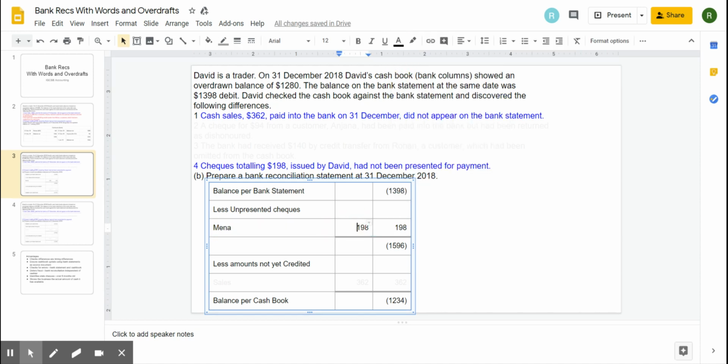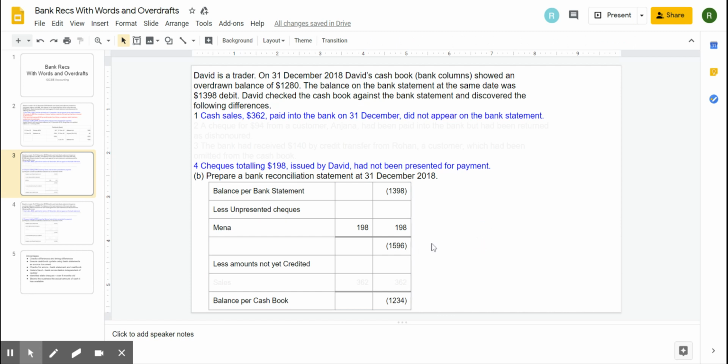I could have just put that 198 here in the right hand side. I've done it this way so that if you had 3 or 4, you could list all 3 or 4 and then put a total in the right hand side. That might make your maths easier. And then I've done minus 1,398 less the unpresented checks for 198. So we now come to a minus figure of 1,596, which is what at the moment we think the bank statement should show.